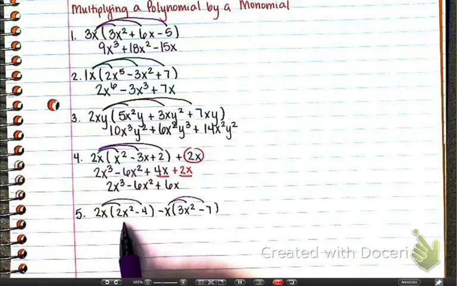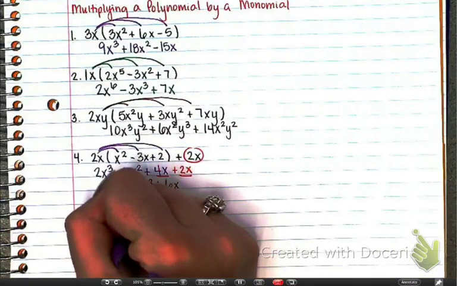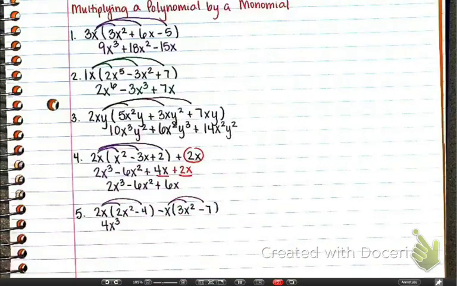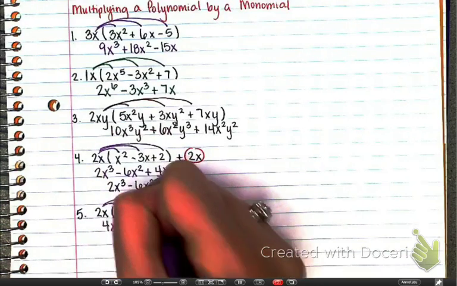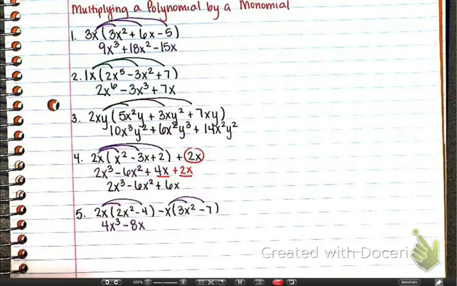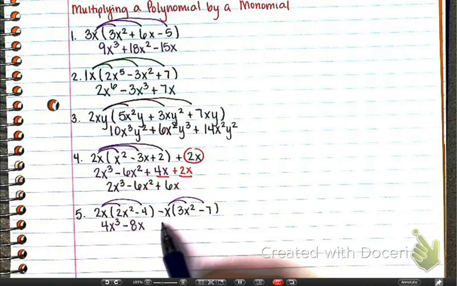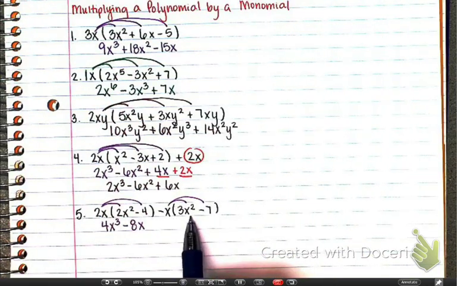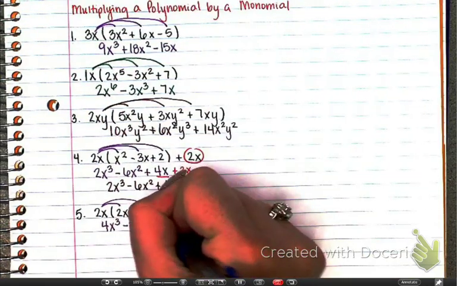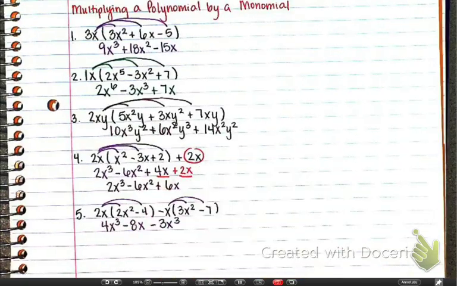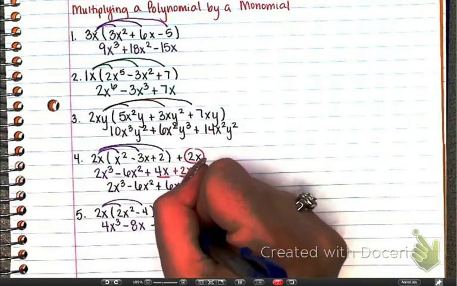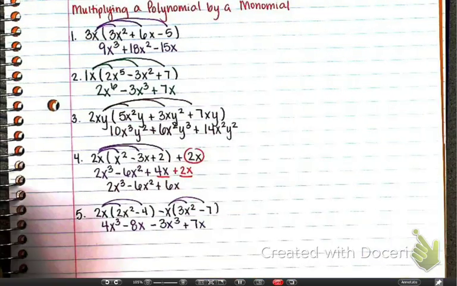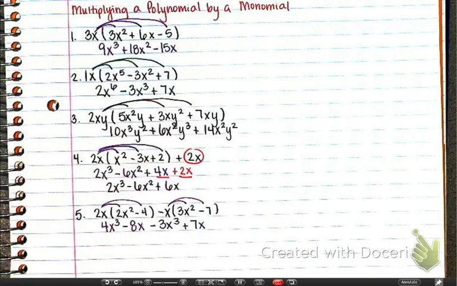So 2x times 2x squared is 4x to the third. 2x times negative 4 is negative 8x. So far, so good? Okay. If I distribute here, negative x times 3x squared is a negative 3x to the third. Negative x times negative 7 is a positive 7x. You have that? Okay. Combine like terms, remember, keep it in standard form.